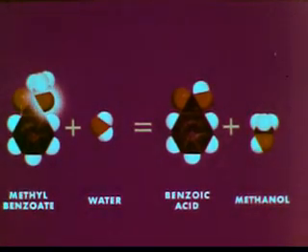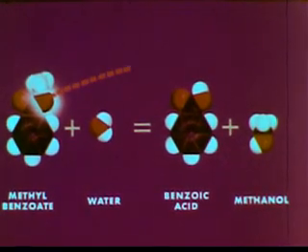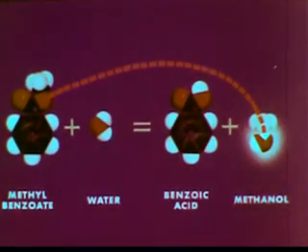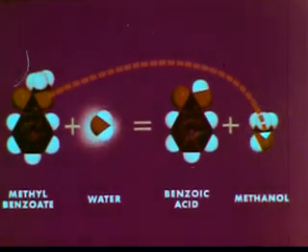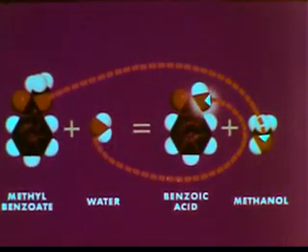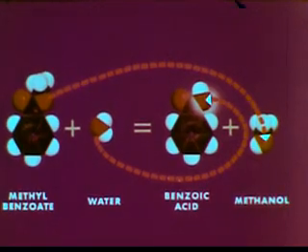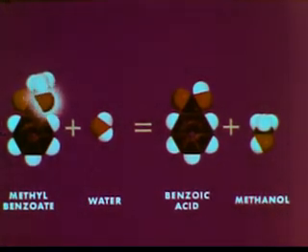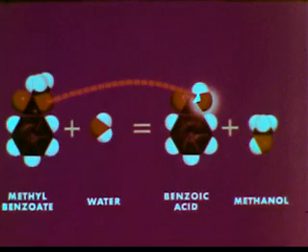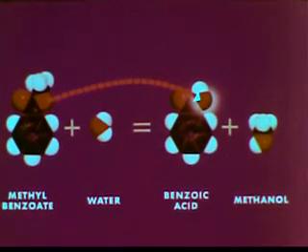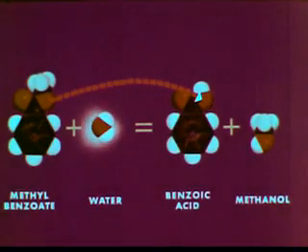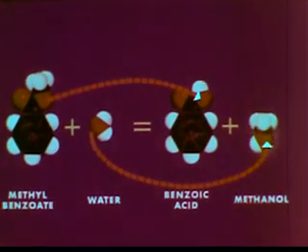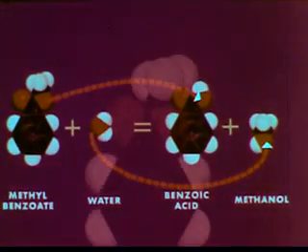Let's examine the possibilities. This oxygen atom in the methyl benzoate could end up in the alcohol molecule by remaining attached to the methyl group. If this happens, the oxygen from the water would end up in the acid molecule. Or the reverse is possible. This oxygen could end up in the acid molecule by staying with the benzene ring. In this case, the water would supply the oxygen for the alcohol. So in the ester, there is one oxygen atom whose fate we do not know.